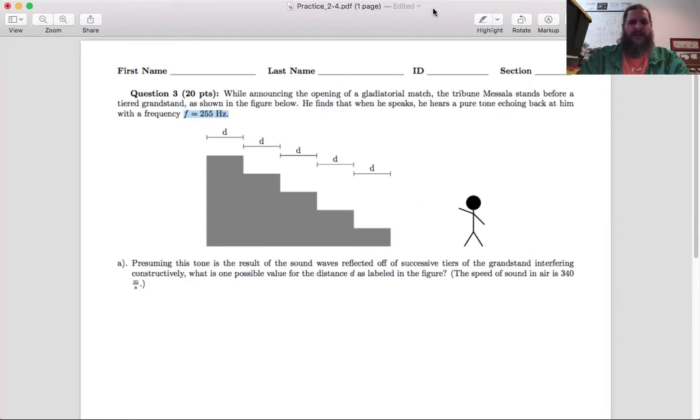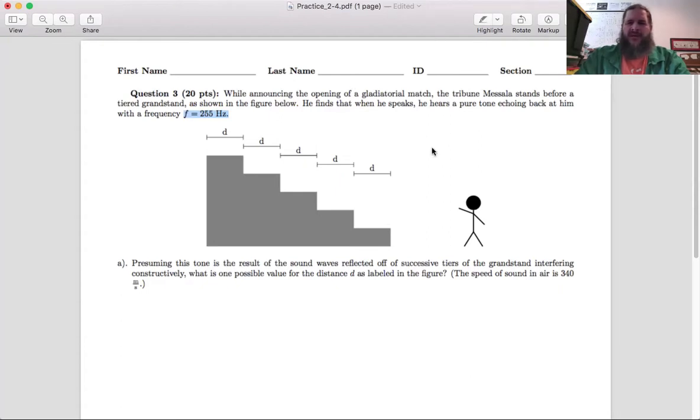Constructive interference. Yeah, he's shouting, perhaps he's shouting lots of different frequencies at once, but he only hears back one particular note really loudly. So presumably that note is creating constructive interference on the echo bouncing back. And the other notes are not producing constructive interference, or at least not so much. And we want to use that information to figure out how far apart these steps are.